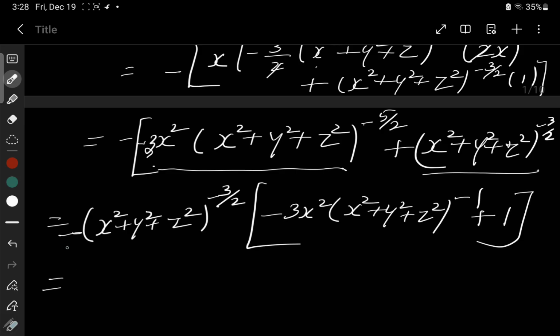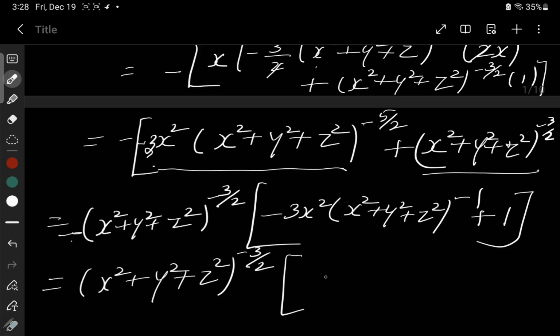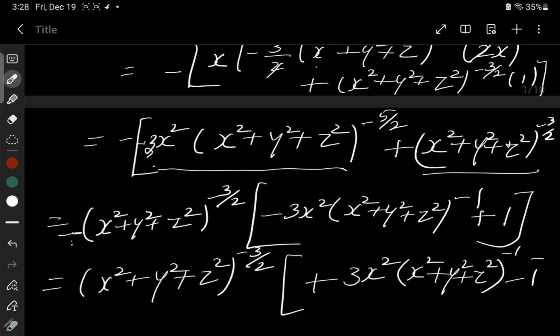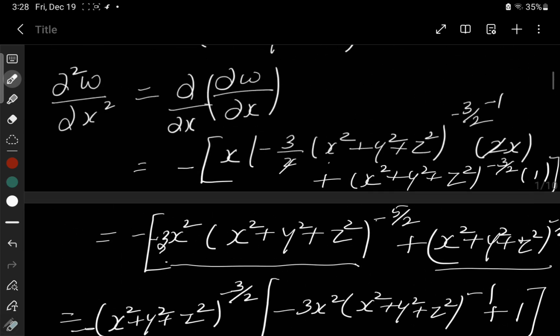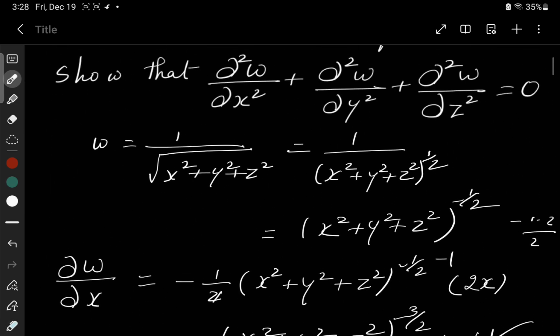So next step, you take this minus inside. Here minus into minus is plus. You just have this common term, x squared plus y squared plus z squared, the power minus 3 by 2. So this is plus 3x squared into x squared plus y squared plus z squared, the whole power minus 1. But if you take this minus inside, it becomes minus 1. So this is your dou squared w by dou x squared. So we need to find the sum of these second derivatives.